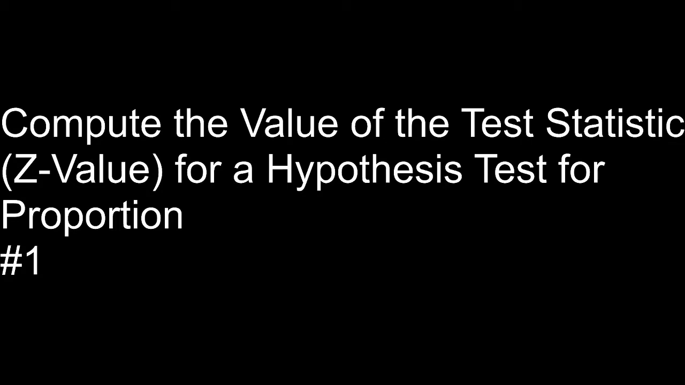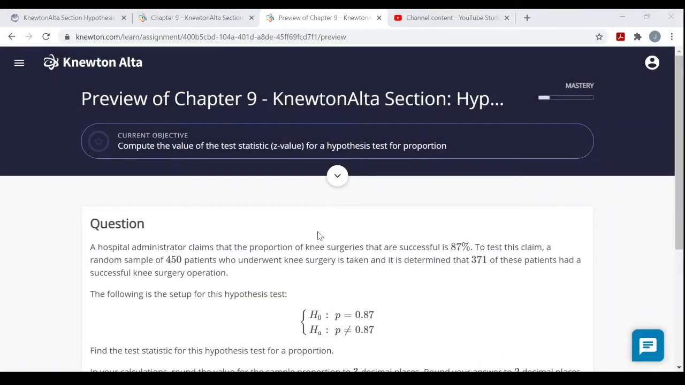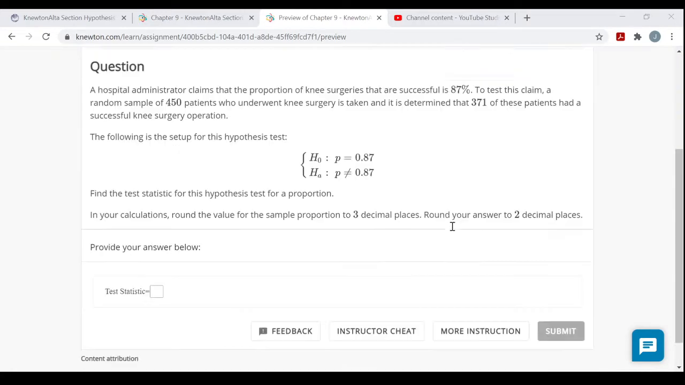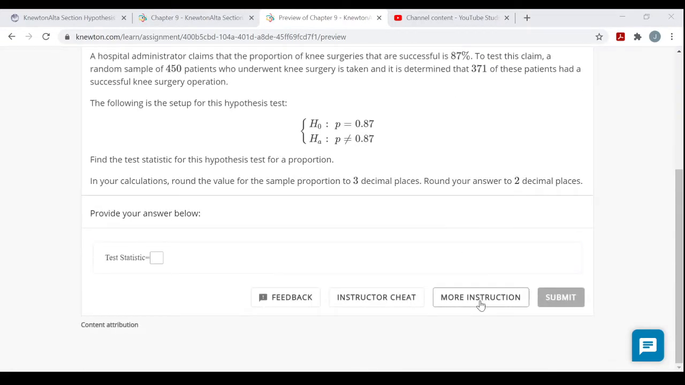And it's just like a t-score. It's just, how many standard deviations away from the middle, away from the mean, are you? So let's take a look at the first problem here. As usual, if you're unfamiliar with the objective or want to see more about it, click on More Instruction. Look at their videos, their notes, their examples, and hopefully those help.